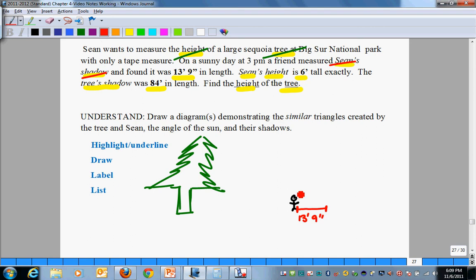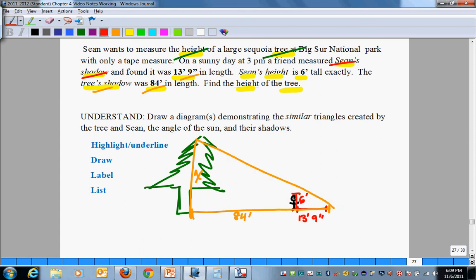We also have Sean's height, which is 6 feet tall exactly. And then we have the tree shadow, from here to here, which is 84 feet. And then what we're trying to find is the tree's height. We'll call that X.